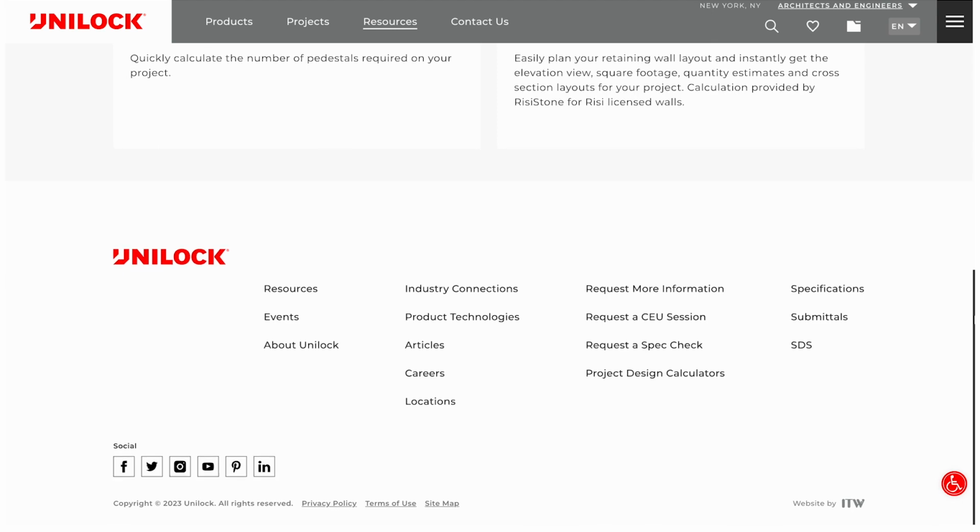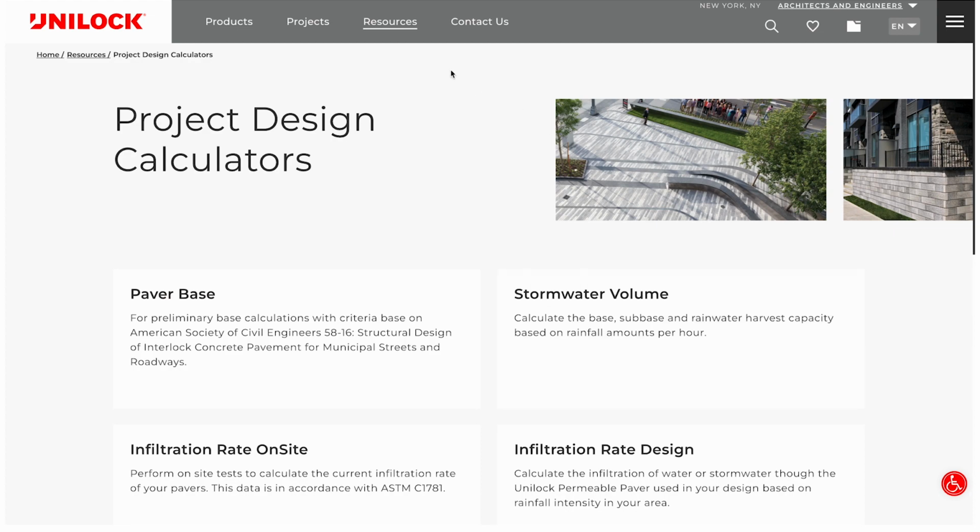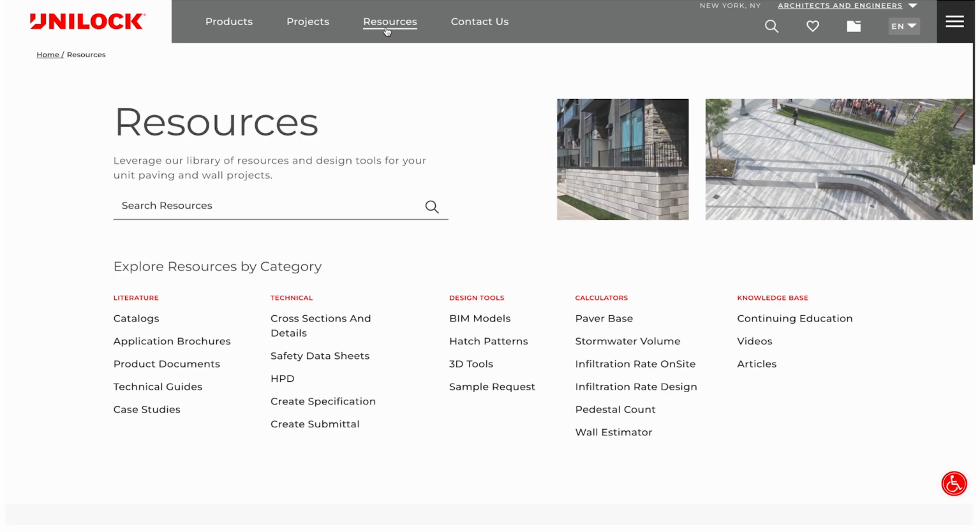Easily get to the calculators from anywhere on our website by navigating to the footer, or find them by clicking on the Resources tab at the top of the page. From there, you can access our 6 calculators: the paver base, stormwater volume, infiltration rate on-site, infiltration rate design, or pedestal count calculator, as well as the wall estimator.